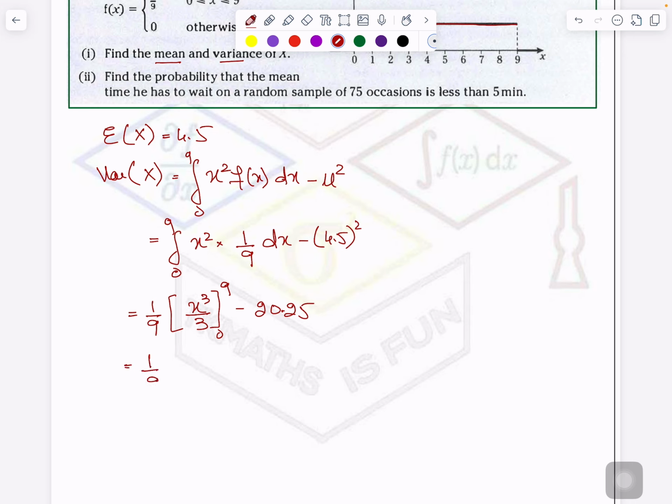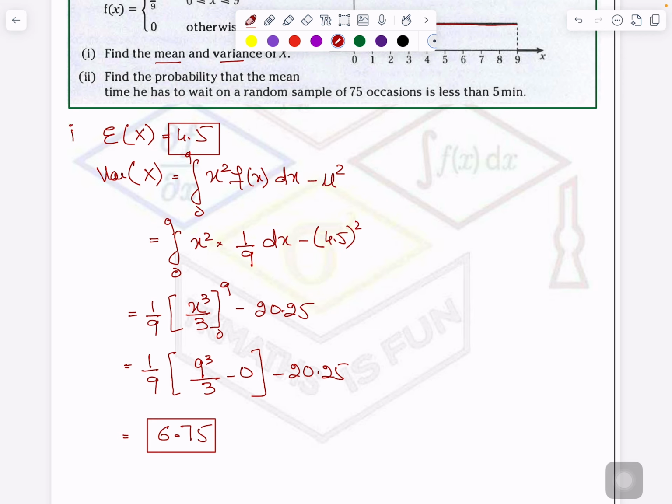So now I will apply the values here. 1 over 9, 9 power 3 divided by 3 minus 0. So now you can pick up your calculator and give the answer in one go. No need to show further calculation here because calculator is allowed. So it is 6.75. This is your variance and this is your mean. This is part number 1. Now part 2.